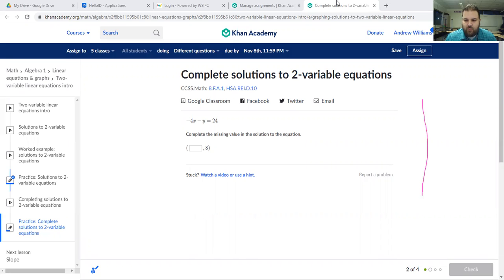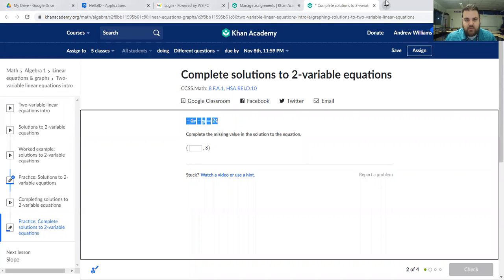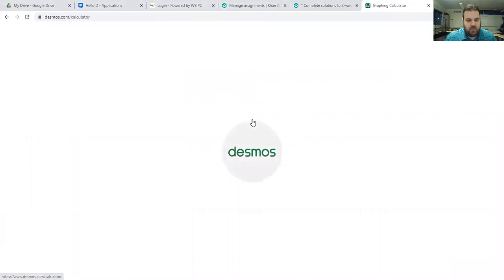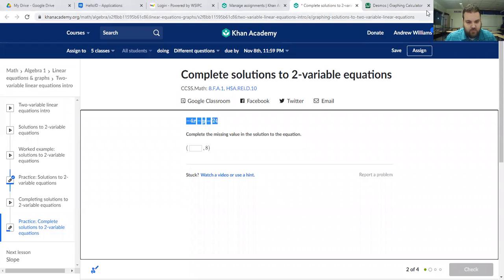Now, we don't really know fully what the graph looks like, but let's just draw a line to get an idea of what it looks like. Or actually, better yet, let's get a little more accurate than that. Hold on, let me just copy this and then go on over to Desmos and graph it. Let's do it twice. Negative 4x minus y equals 24.